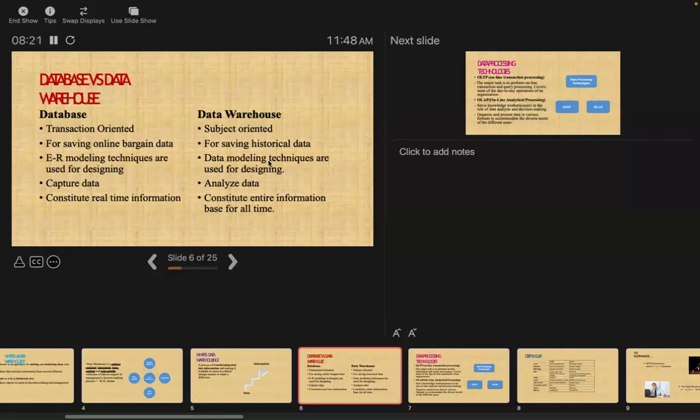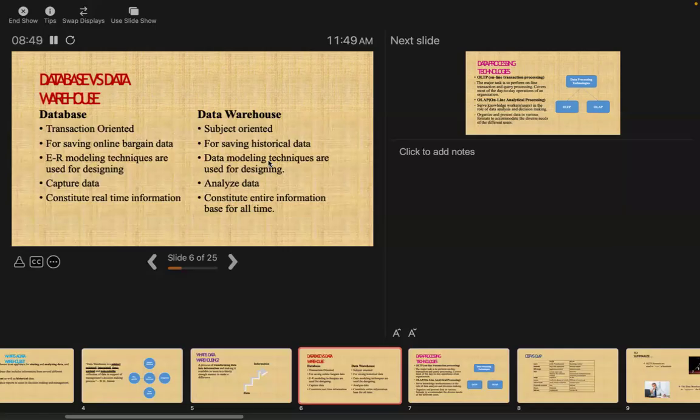Means we put the data, we store the data. That is our main part, right? But in the case of data warehouse, what is our main aim? Main aim is to analyze the data. Main aim is to analyze the data in such a way that we can perform some decision-making process. Okay? Are you getting my point?